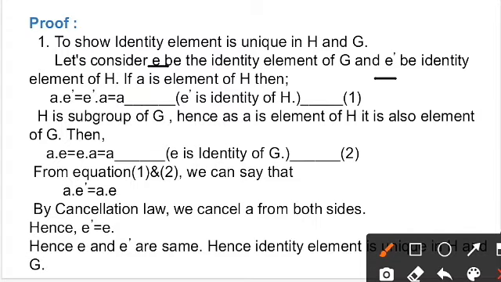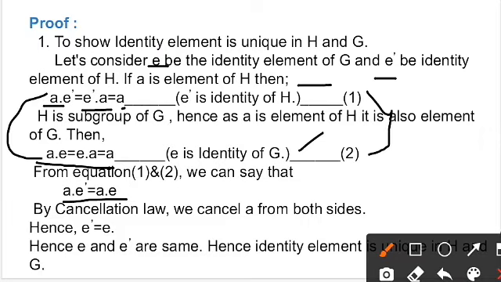So if A is an element of H, then we have considered that E dash is the identity element of H. So A into E dash is equal to E dash into A is equal to A. Also H is a subgroup of G, hence as A is an element of H, it is also an element of G. Then A into E is equal to E into A is equal to A, since E is the identity element of G. And from these two equations, we can say that A into E dash is equal to A into E.